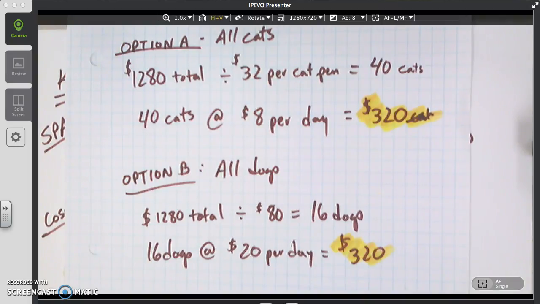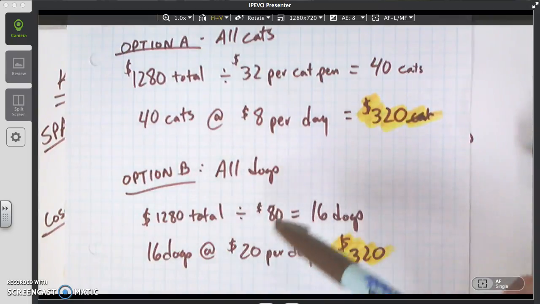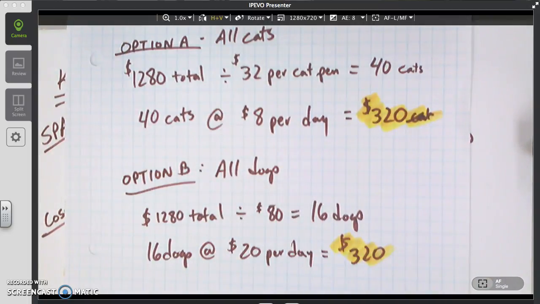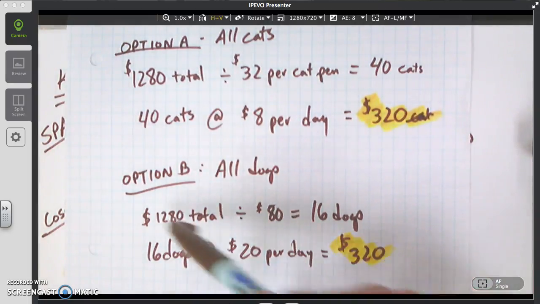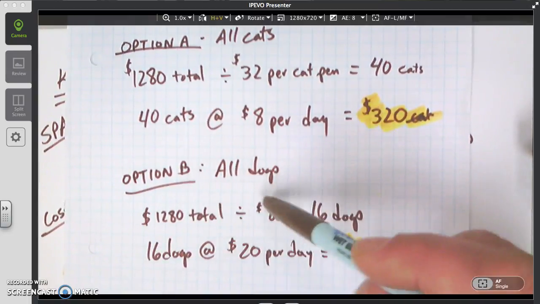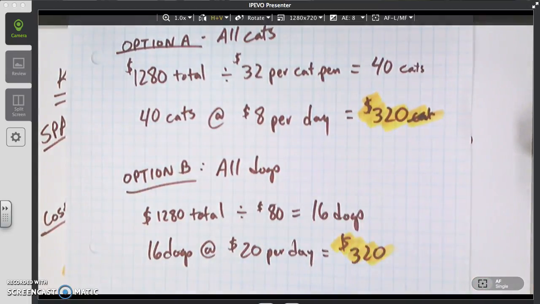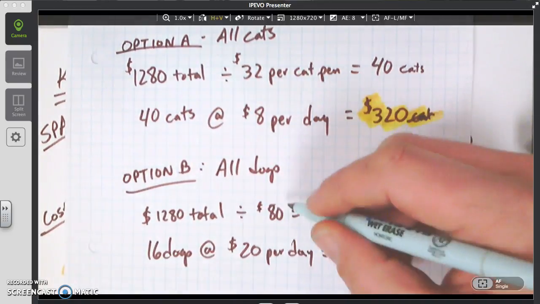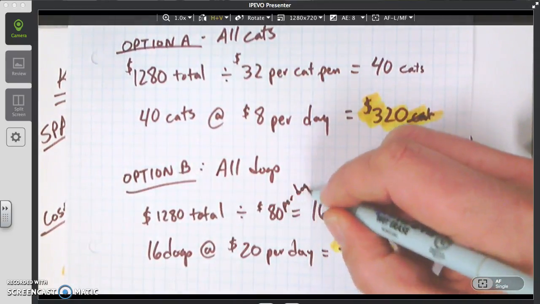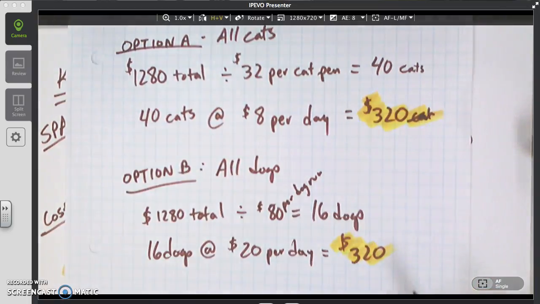Okay. So I think it's little things like putting the dollar sign here. So they say, wait, why are you dividing by 80? Oh, it's dollars. This was the total dollars, and this was the dollars per dog, and things like that. In fact, maybe I should put that because I didn't. Per dog run, kind of like I did up here. Okay, so we found option A, all cats, and option B, all dogs, are both the same. Again, that's kind of interesting.